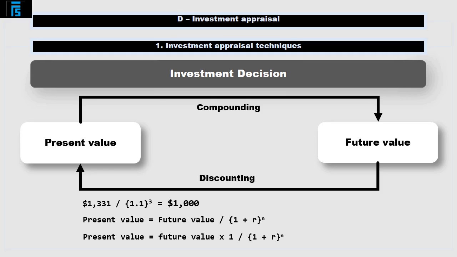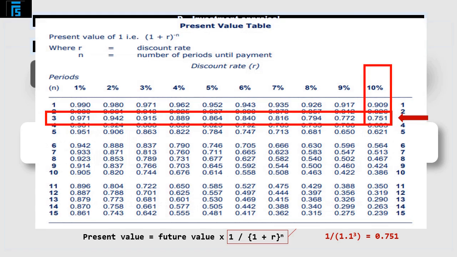This can also be written as follows. The present value equals the future value times 1 over (1 plus r) to the n. The term 1 over (1 plus r) to the n is called a discount factor. Discount factor tables are provided for you in the exam, so you can look up the value of this term without having to calculate it. For example, the 10% 3-year discount factor would be calculated as 1 over 1.1 cubed equals 0.751. Alternatively, this can be looked up on tables as follows. Get used to using these tables, they save loads of time.